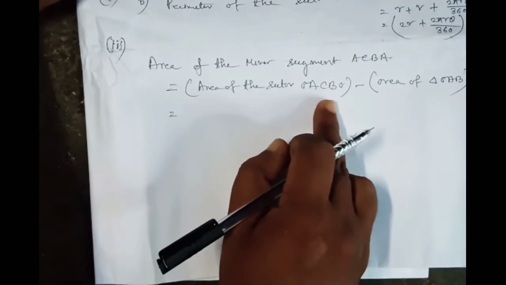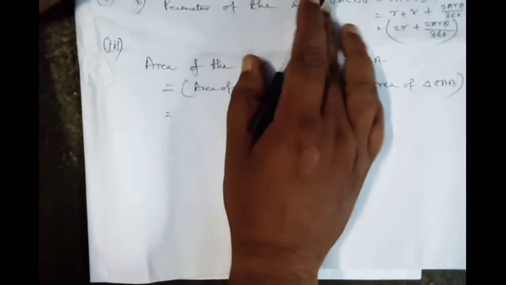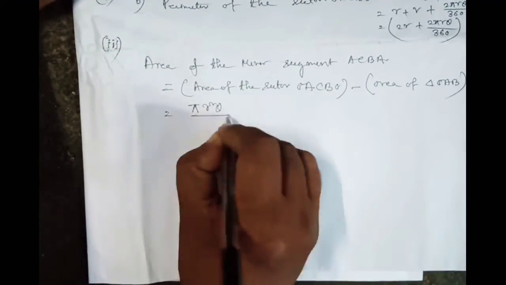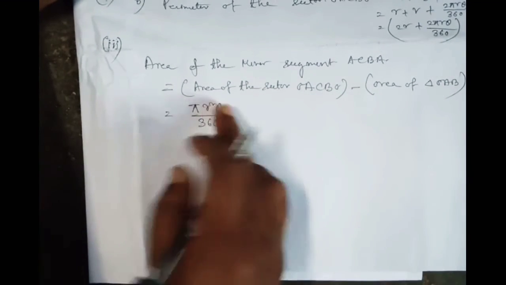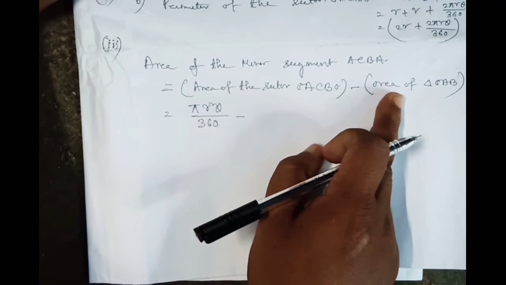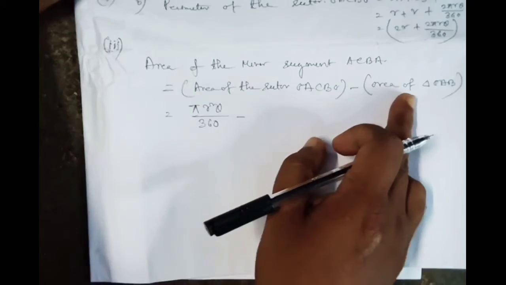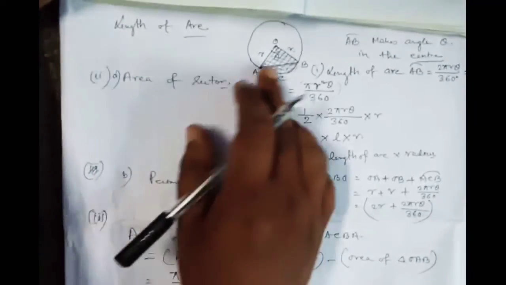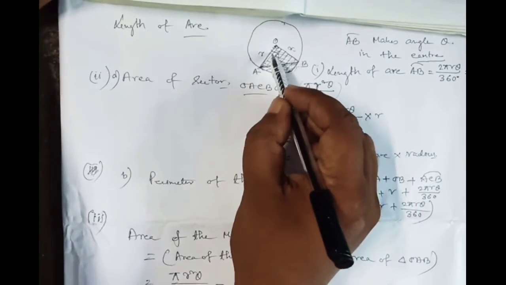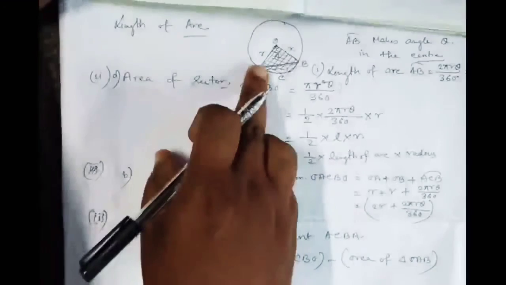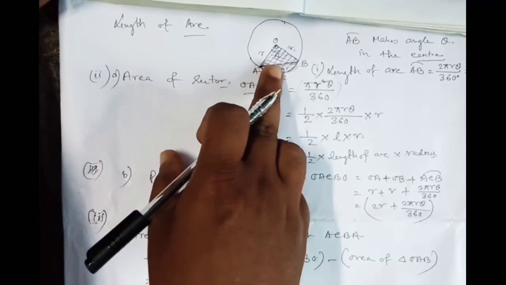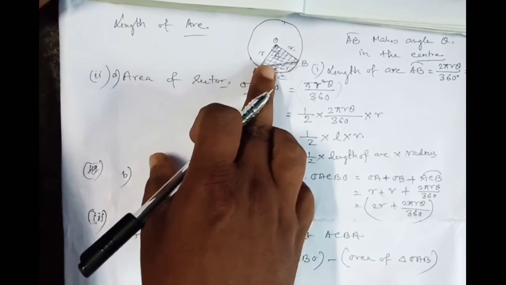So here, area of sector OACBO is pi r square theta by 360, minus area of triangle OAB. Now area of triangle OAB, this is OAB. From this triangle, the area of this triangle is equal to half into r square sin theta.